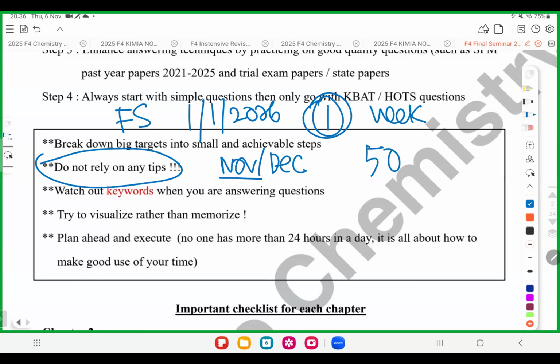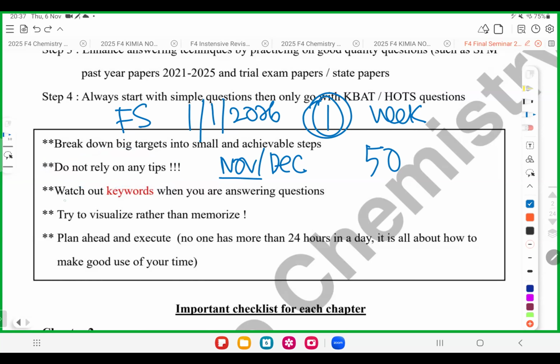Okay, when you go to Form 5, especially SPM, do not rely on any tips. Seriously, do not rely on any tips. Because now you feel happy, because the tips that you hear are quite accurate. Now the tips that you hear from Perak, Johor, maybe Selangor, quite accurate nowadays, but not for SPM. SPM, do not rely on any tips, please. It's super risky. What if the tips never come up? That is very risky.